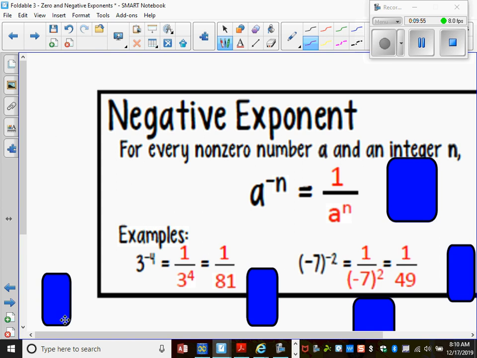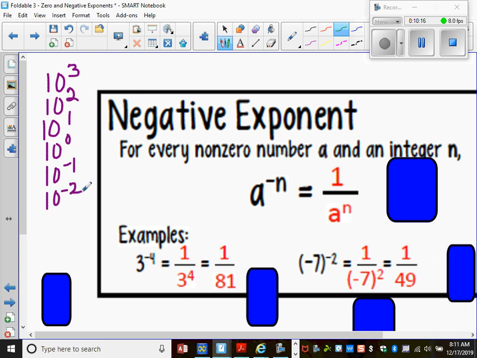Now I can prove this as well, so you'll know why this is true. Why do you take the reciprocal and then it becomes positive? So if I had 10 to the third power, 10 to the second power, 10 to the first, 10 to the 0, then I'm going to start getting into negative exponents. We already know that 10 to the third power is what? What's 10 times 10 times 10? All right, so here we go. This is 1,000, this is 100, and this is 10.